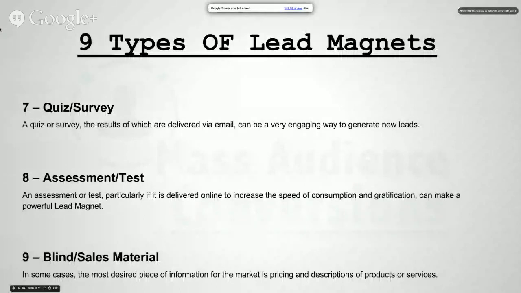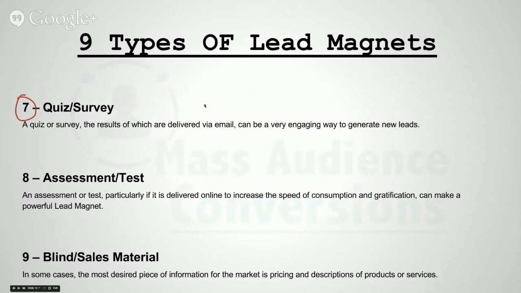Number seven, the quiz and survey. This is something that we've just gotten into, and the results are freaking ridiculous. This is by far the highest converting lead to sale funnel we've ever put together. A quiz or a survey. In our internet affiliate marketing world, you don't ever position it as a survey because people are bored of surveys. But if you do a quiz, then people absolutely love it.